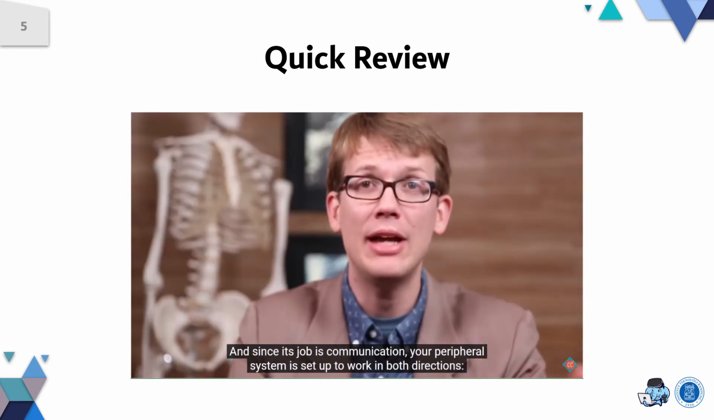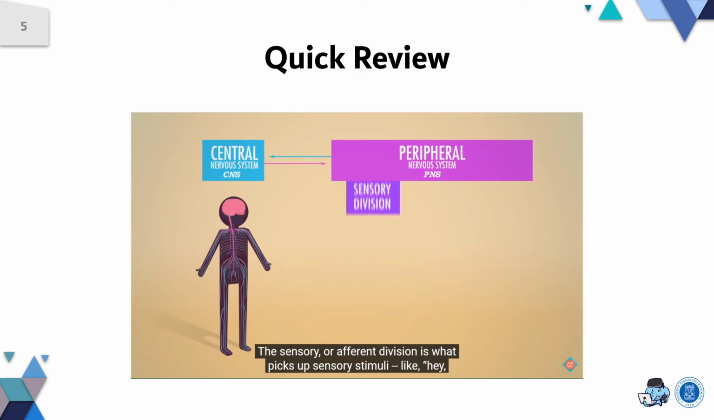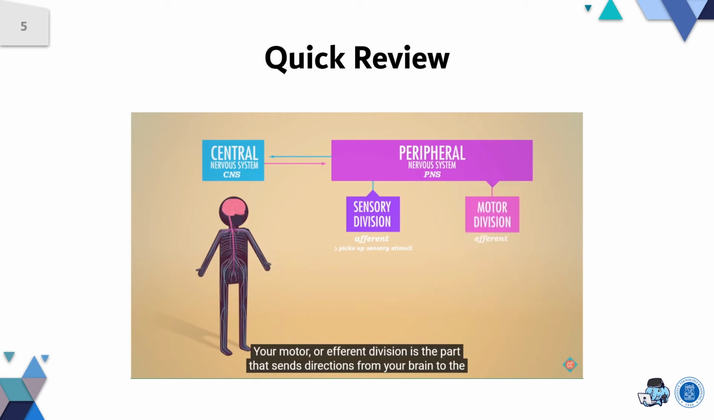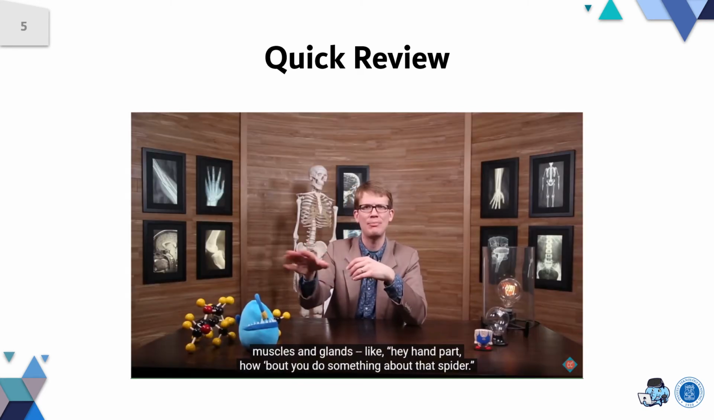And since its job is communication, your peripheral system is set up to work in both directions. The sensory or afferent division is what picks up sensory stimuli, like, hey, there's an arachnid on you, and slings that information to the brain. Your motor or efferent division is the part that sends directions from your brain to the muscles and glands, like, hey, hand part, how about you do something about that spider?